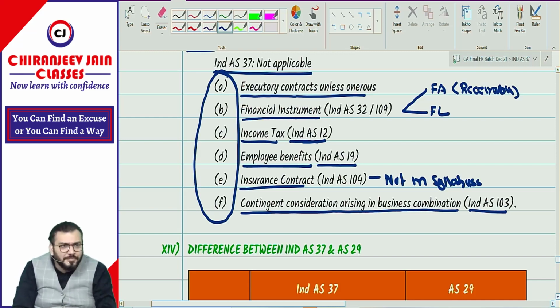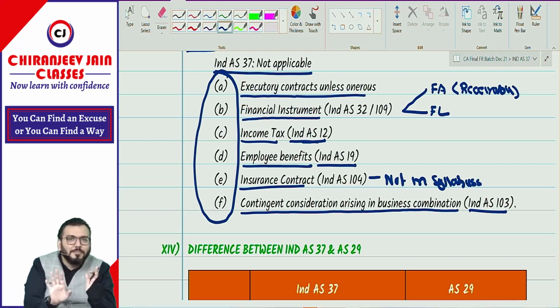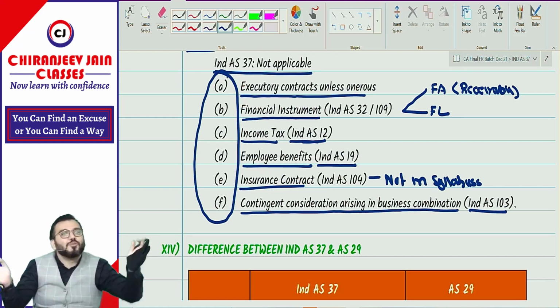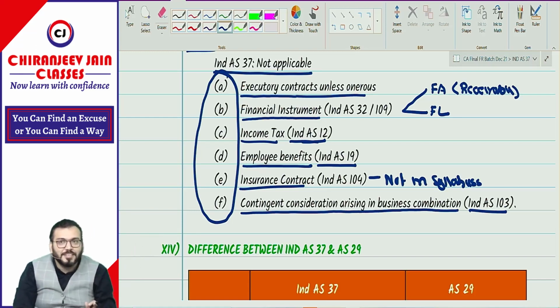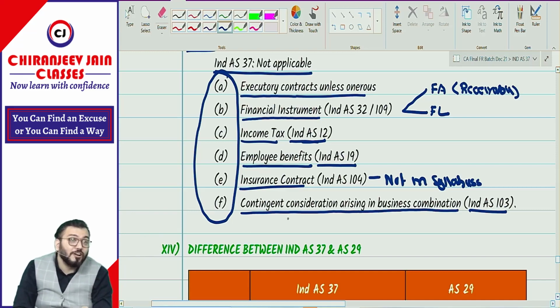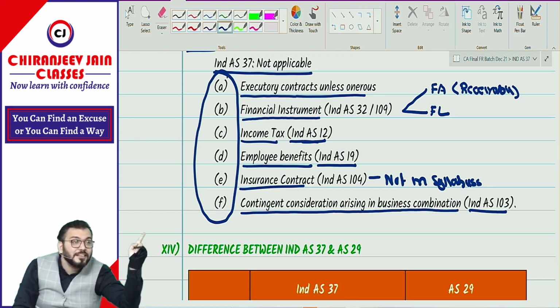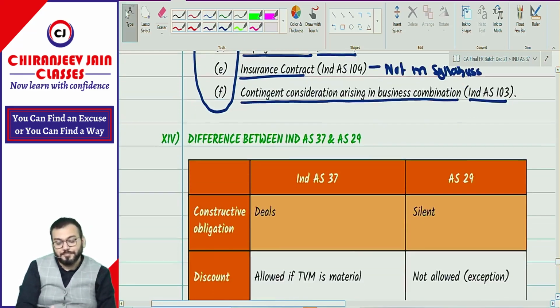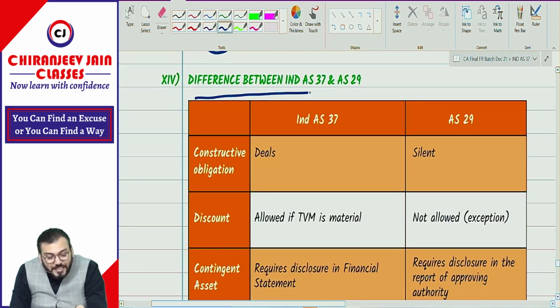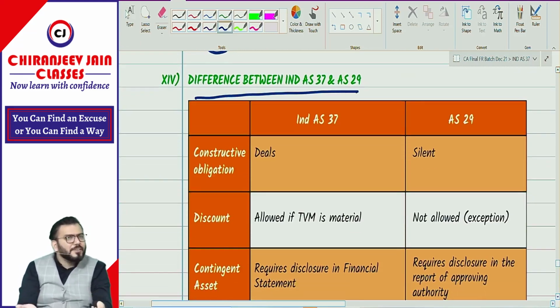Can remain, but in the exam they will never ask a direct question about the scope of Ind AS. Correct now? They may ask a question about contingent consideration. So you should think, yes, for contingent consideration in case of business combination, Ind AS 37 is not applicable. What is applicable? Ind AS 103. The difference between Ind AS 37 and AS 29 we have already done.